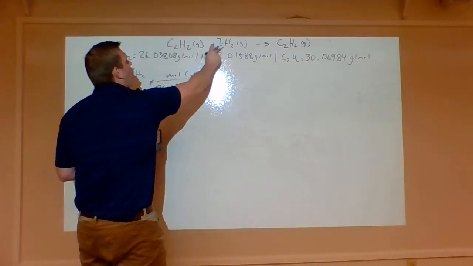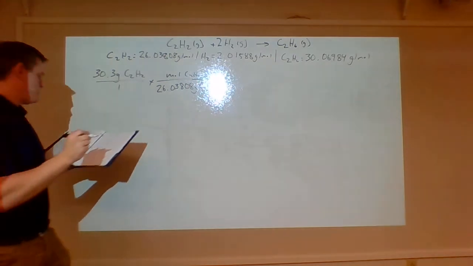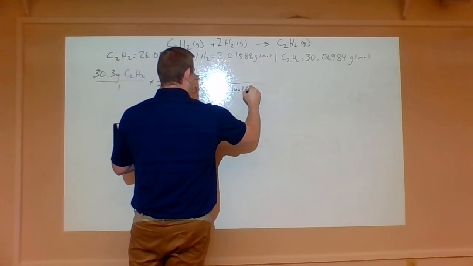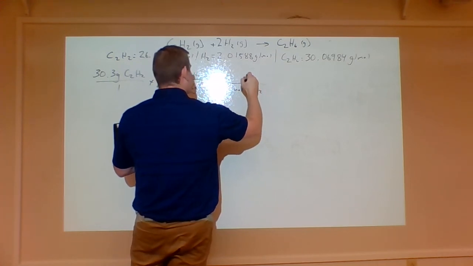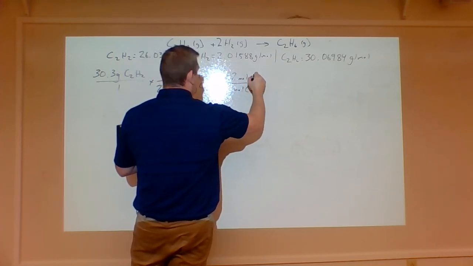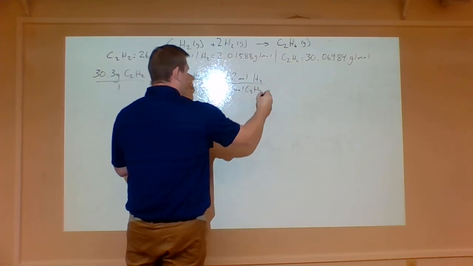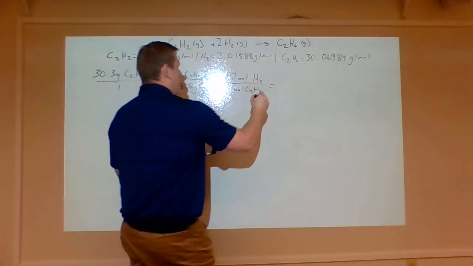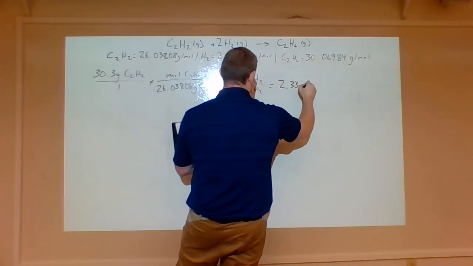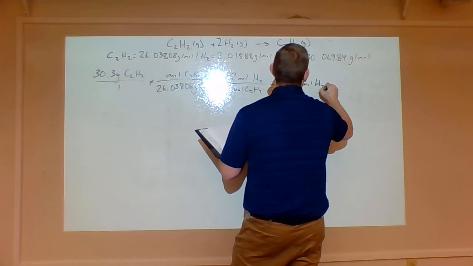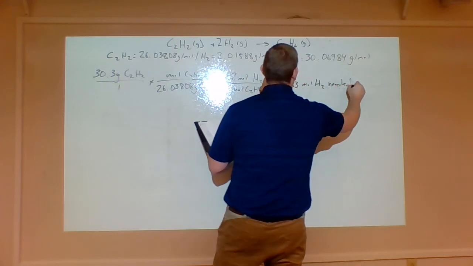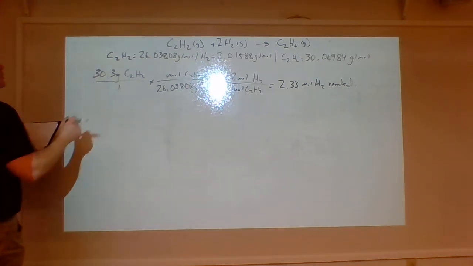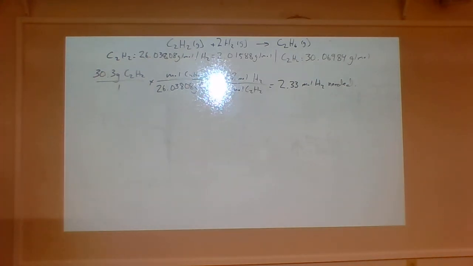And so we see we have a 1 to 2 molar ratio here. So we can simply convert, saying that 1 mole of C2H2 is equal to 2 moles of H2 gas. If we plug and chug here, we get an answer that 2.33 moles of H2 gas are needed. So that's how many moles of H2 gas are needed to react with this 30.3 grams of C2H2.